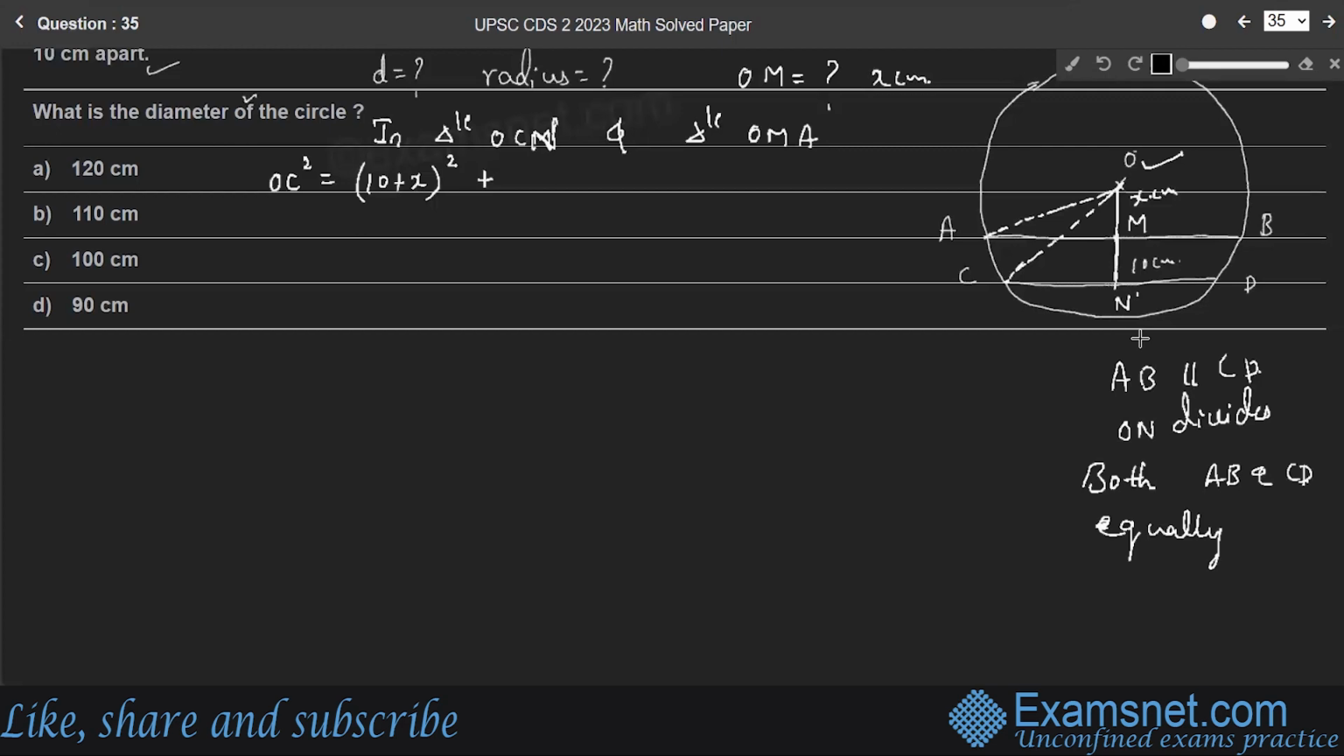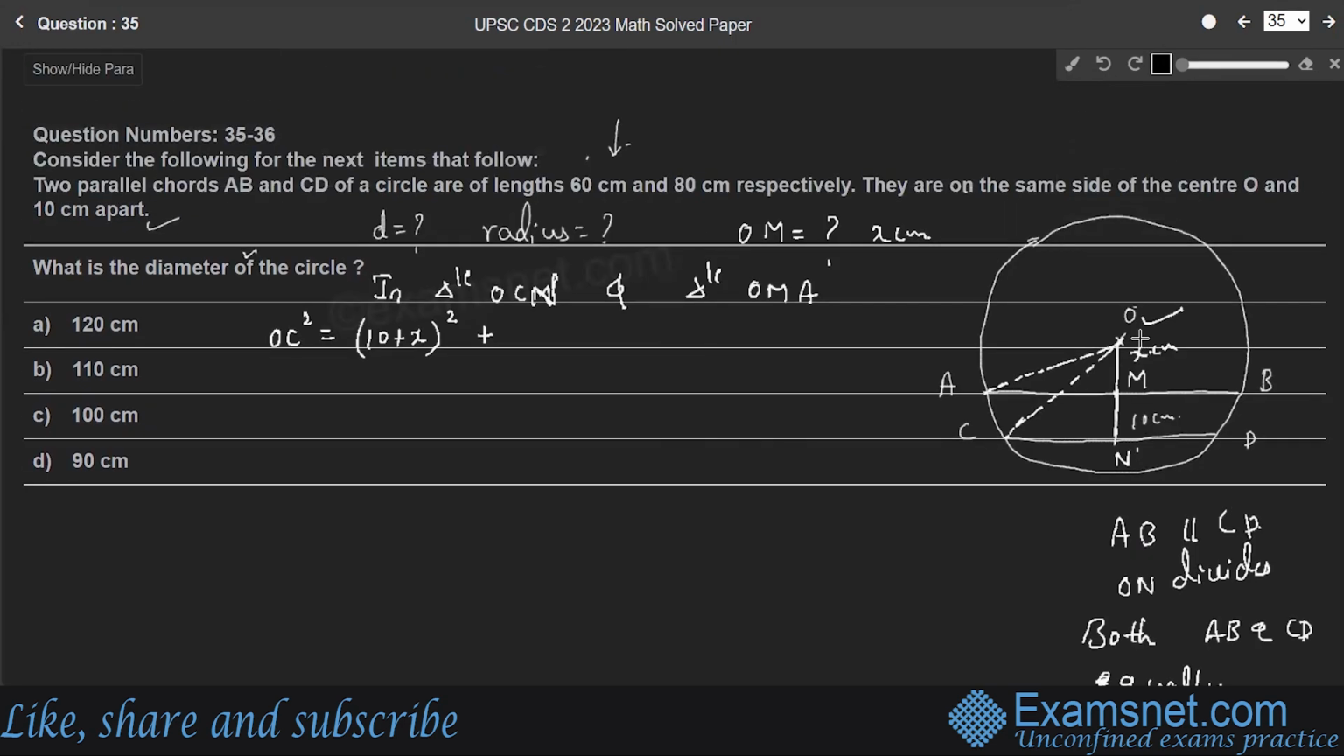That means AM is equal to MB. Here it is given that one of the chords is 80 centimeter and the other chord is 60 centimeter. So here AM becomes 40, MB becomes 40, CN becomes 30 and ND becomes 30, right? So this line from the center divides each chord into two equal parts.